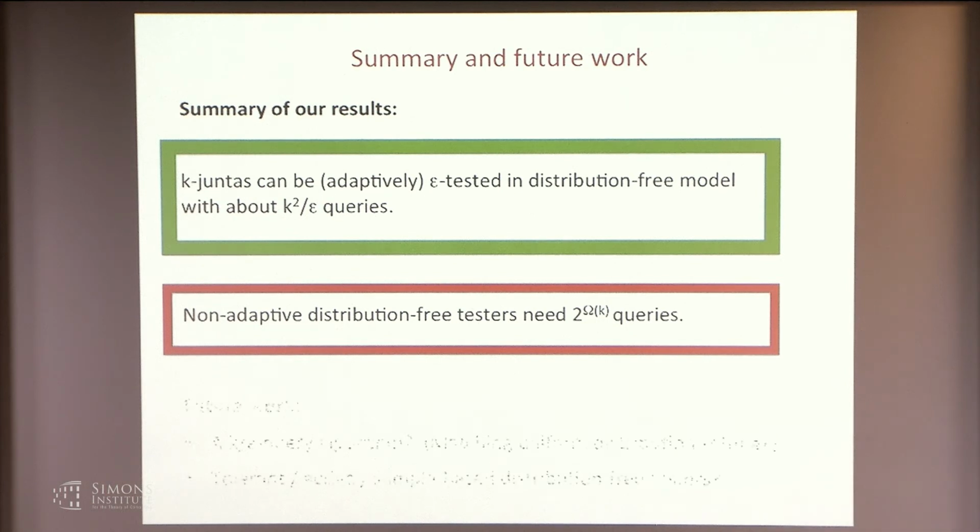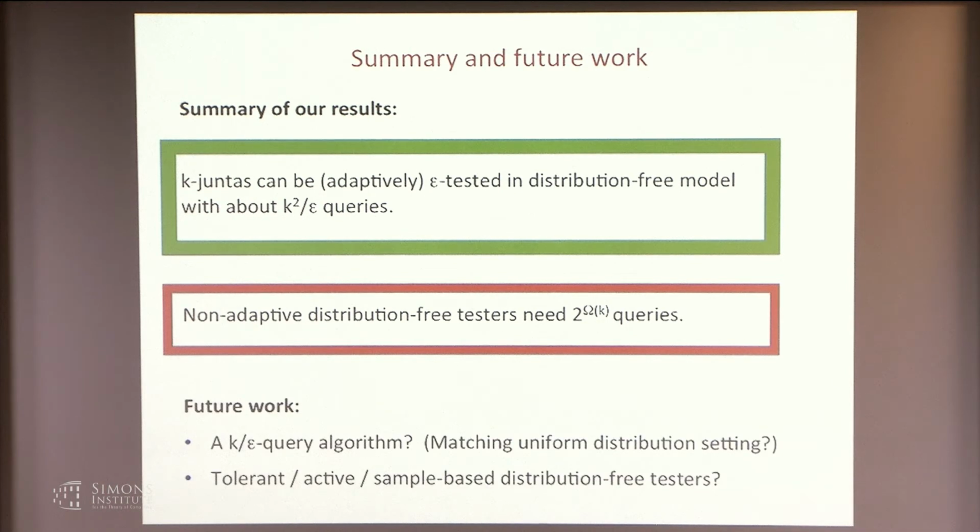In terms of future work, one goal is obviously it would be nice to get sharp bounds. So currently we're a little bit off between distribution-free and uniform distribution. In the uniform distribution case, we have basically k over epsilon query algorithms, and here for arbitrary distributions, we seem to need k squared instead of k queries. So it'd be nice to close that gap. Maybe a more interesting goal is to try to extend the result in the sorts of ways that you guys addressed already with questions.